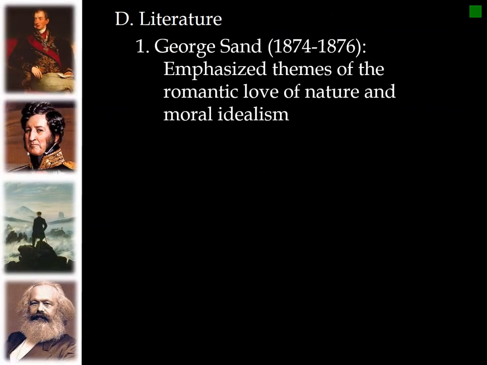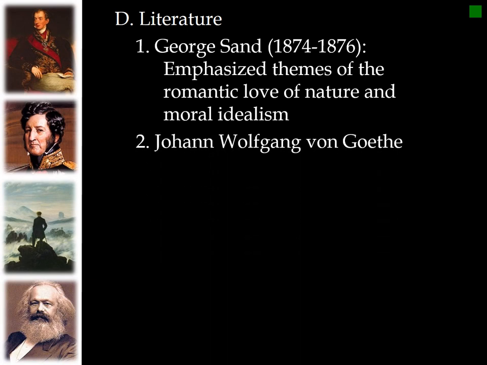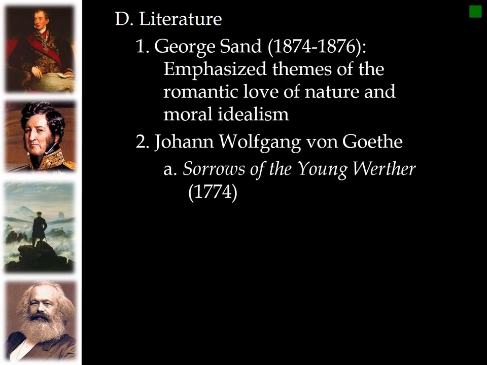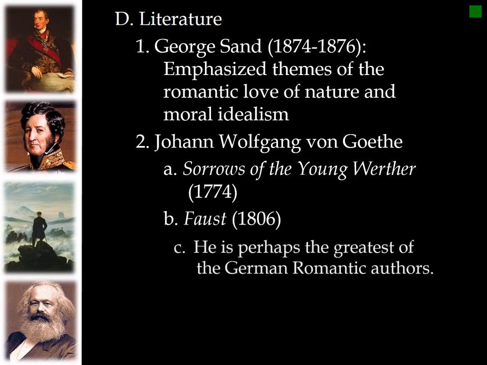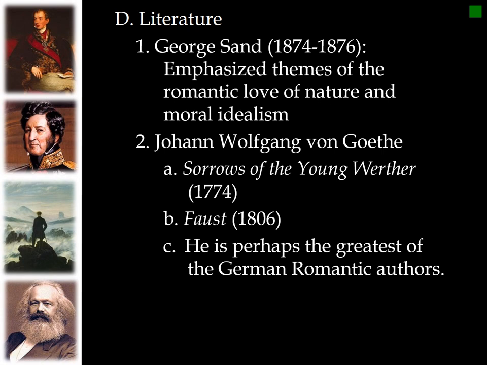Literature. George Sand, 1874 to 1876, emphasized themes of romantic love of nature and moral idealism. Johann Wolfgang von Goethe wrote Sorrows of the Young Werther in 1774, Faust in 1806. He is perhaps the greatest of the German romantic authors.